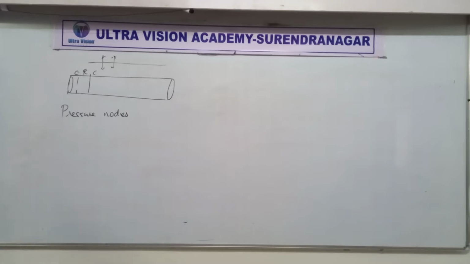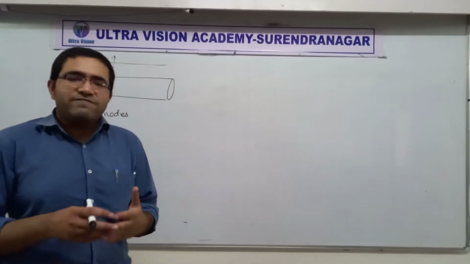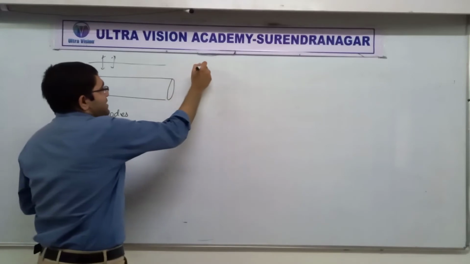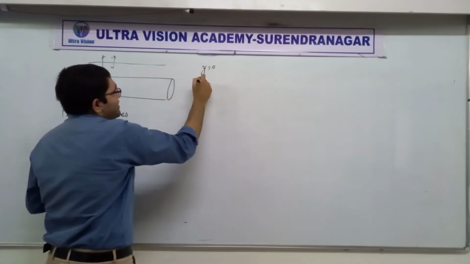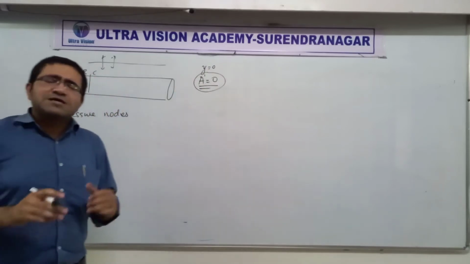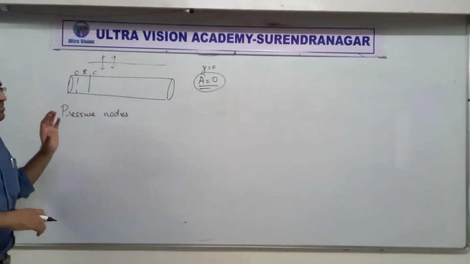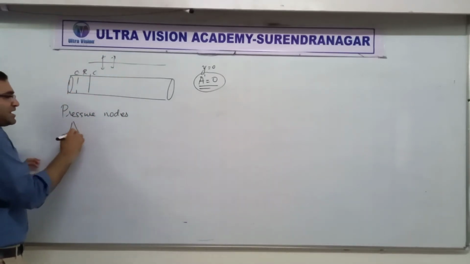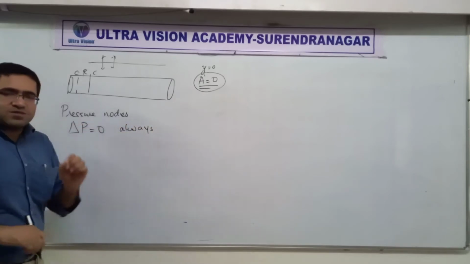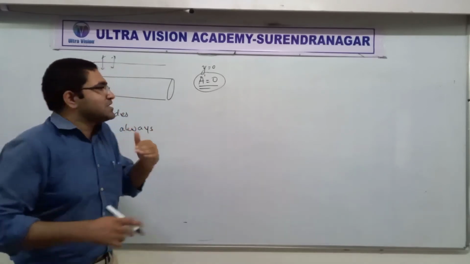Okay. So what are pressure nodes? Just like we have nodes on the string when there are standing waves, nodes are those points which simply don't move. That is because they have amplitude 0. Do you remember this? Nodes are those points that have amplitude 0. Similarly, in the case of pressure, pressure nodes are those points where delta P is always equal to 0. That is, the pressure at that point never changes. It neither increases nor decreases.